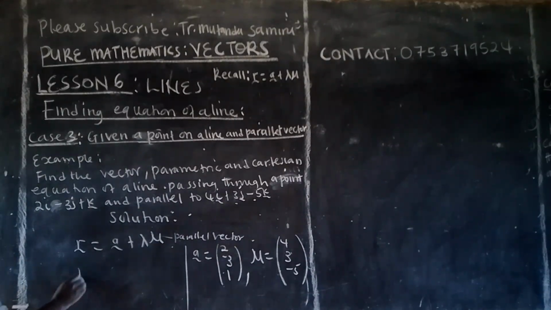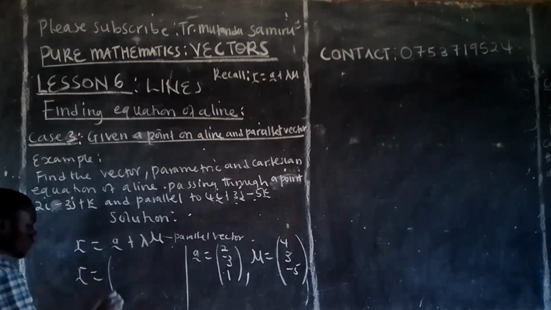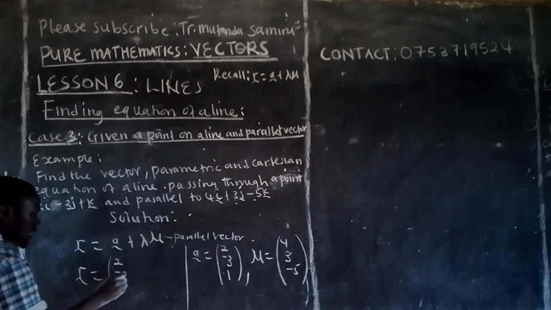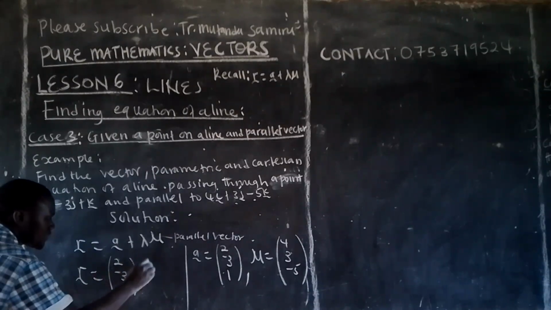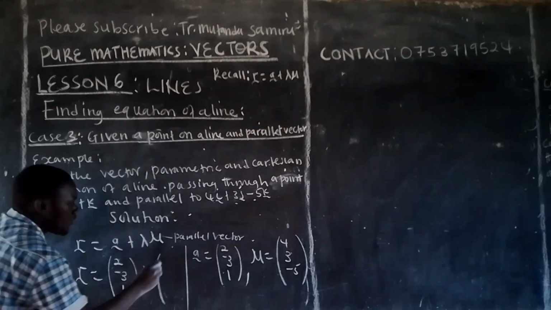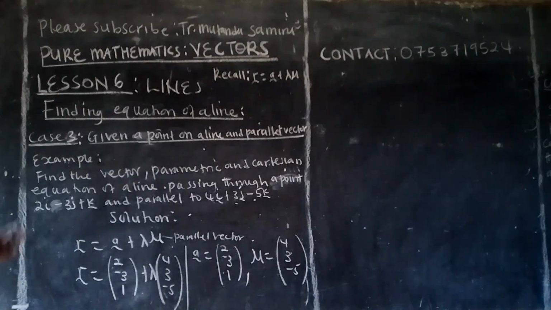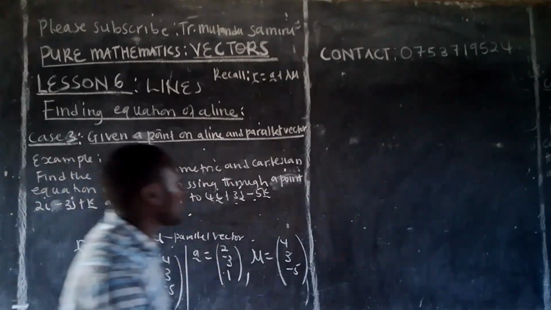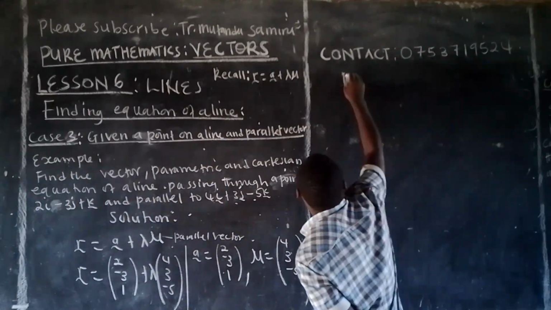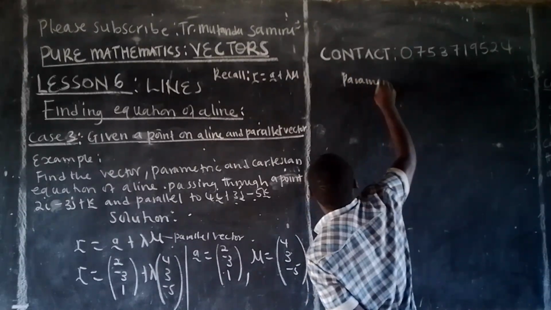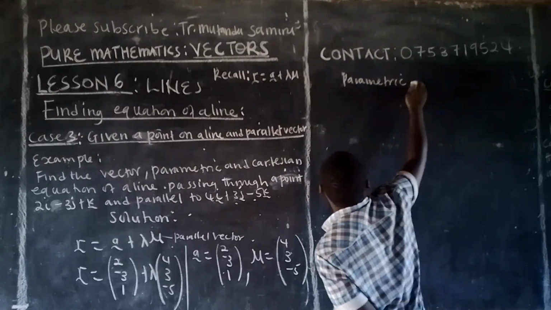So R, the vector, is equal to the point on the line (2, -3, 1) plus lambda times mu, which is (4, 3, -5). That is the equation of a line given a point and a parallel vector. The parallel vector is the mu. You just substitute, no need to waste time. Okay, let's go via the parametric equation.